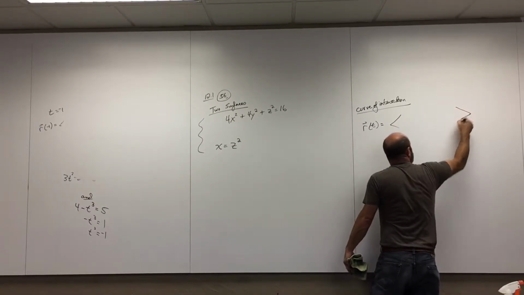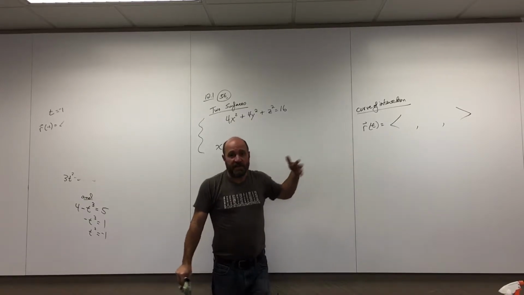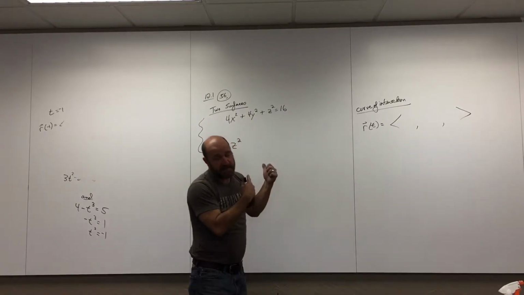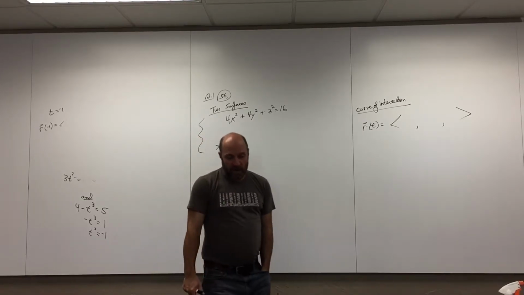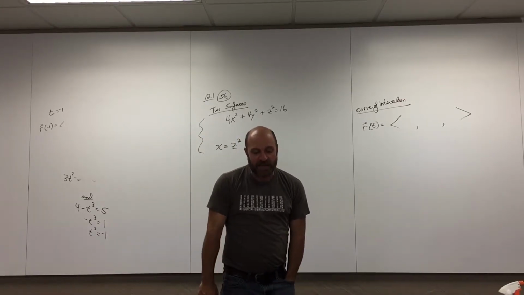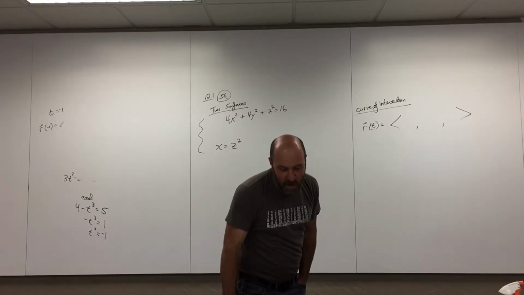Now here's the thing, I want to show you how easy this is. To find this curve of intersection is easy. To sketch all this is difficult. The book wants me to do both. The book gives me a hint too. They tell me how to parameterize it. They say to let z equal t.